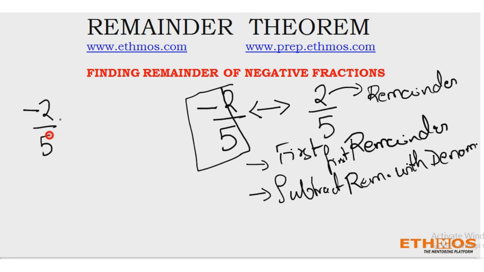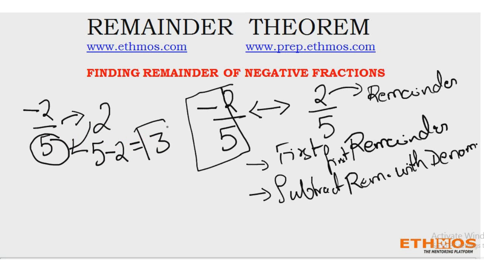Here you can see that it's a proper fraction, so had there been no minus sign, the remainder would have been 2. But since there is a minus sign, we have to go for one more step and subtract the 2 from the denominator. That is, we do 5 minus 2 and we get 3. So if the fraction is minus 2 upon 5, the remainder will be 3 and not 2.